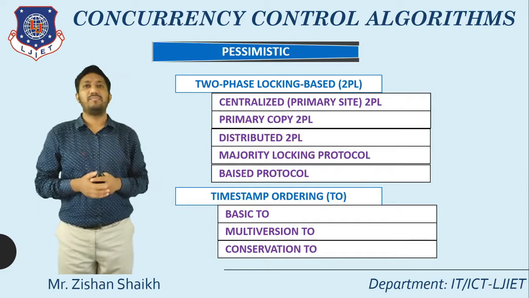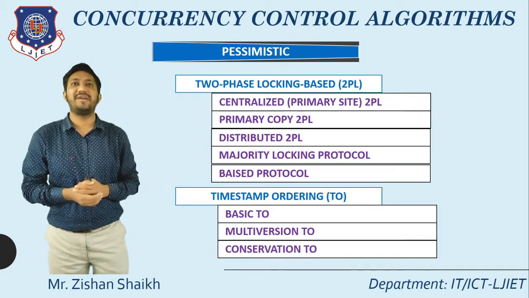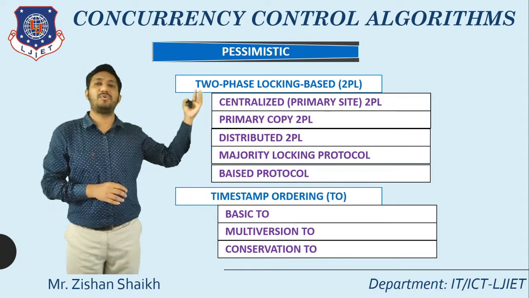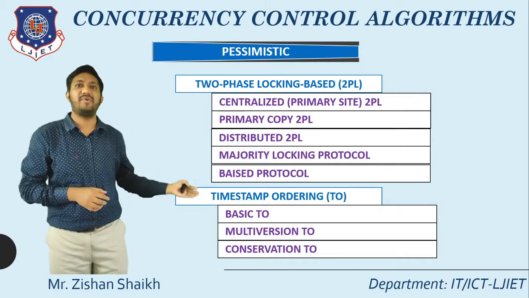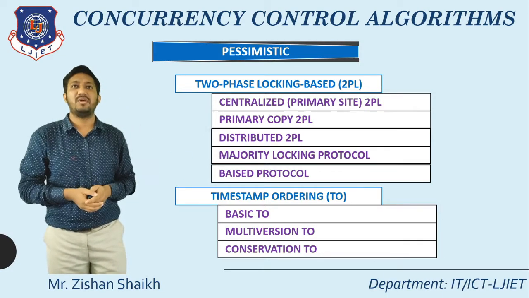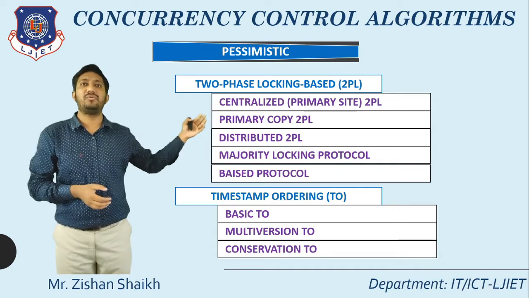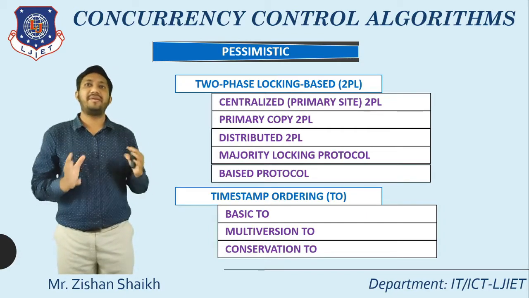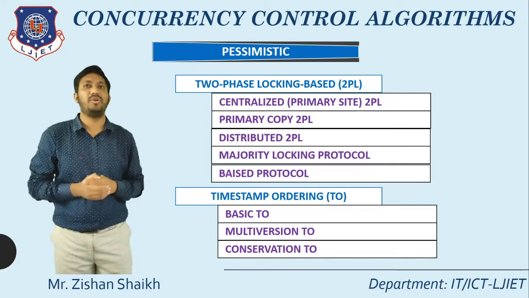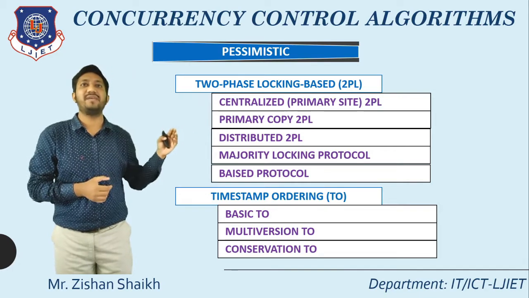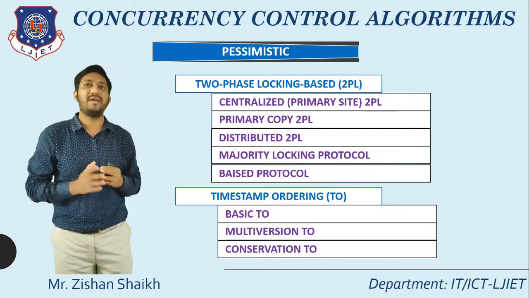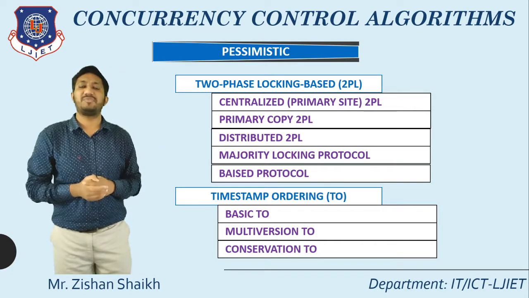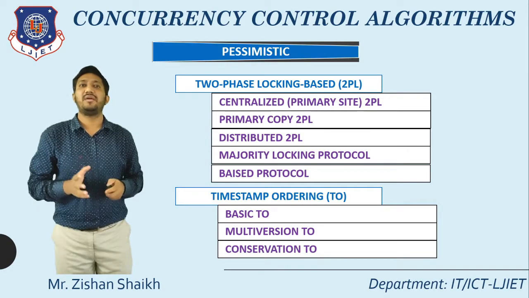Pessimistic algorithm is broadly divided into two categories, that is locking based and timestamp based. So two-phase locking based protocol is our first type, and second one is timestamp ordering algorithms. Two-phase locking algorithm is divided into other categories, based on how particular data items are maintained by the log manager or scheduler. So it might be centralized, distributed, majority, biased. And timestamp based is divided into three parts: basic, multi-version, and conservative.